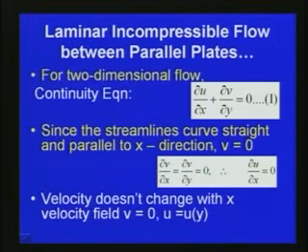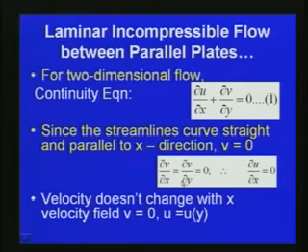So finally, for this particular case, there will be only one velocity component in the x direction, and the other velocity component v is equal to 0. So from this, del v by del x is equal to del v by del y is equal to 0.